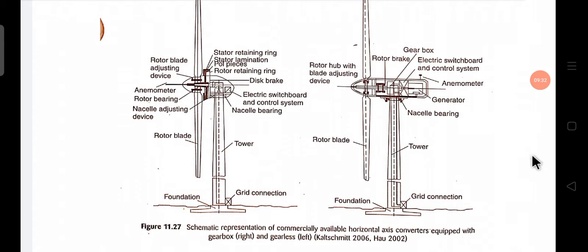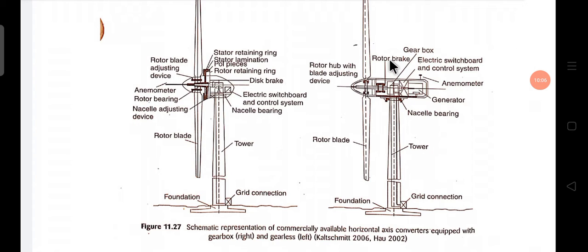Here you see, this is the tower. This is the foundation. This is the grid. This is the blade. Then this is the nacelle bearing, and this is the electrical switchboard for the control system. Then a disc brake is there, and a rotor turning ring, then rotor blade adjust devices. So many components are there.